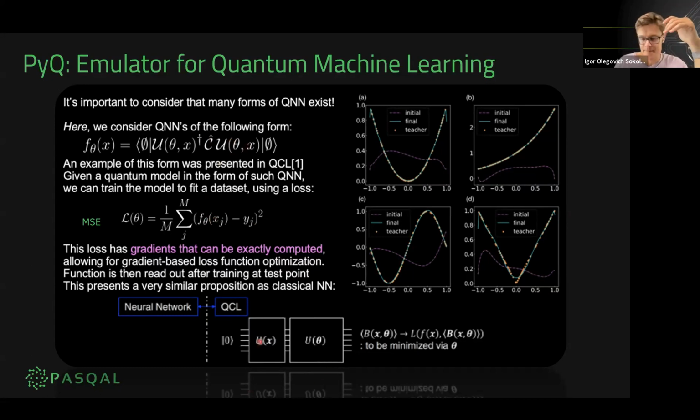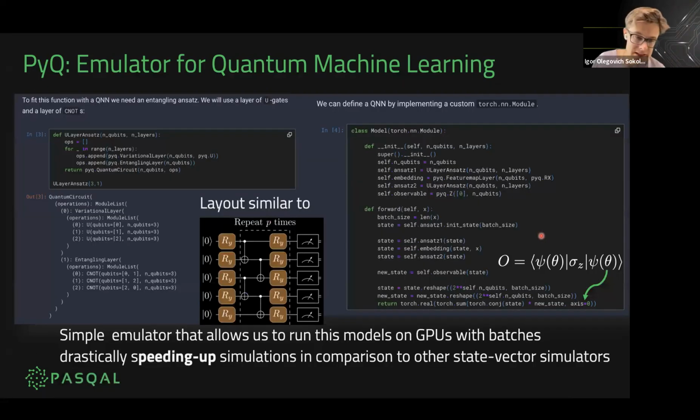So this circuit is very basic. We can try to fit this curve, and as you initialize your network with parameters you don't know, it looks really bad, but then eventually it manages to fit your data. And we have this in PyQ. You can go there now and check how it's done.